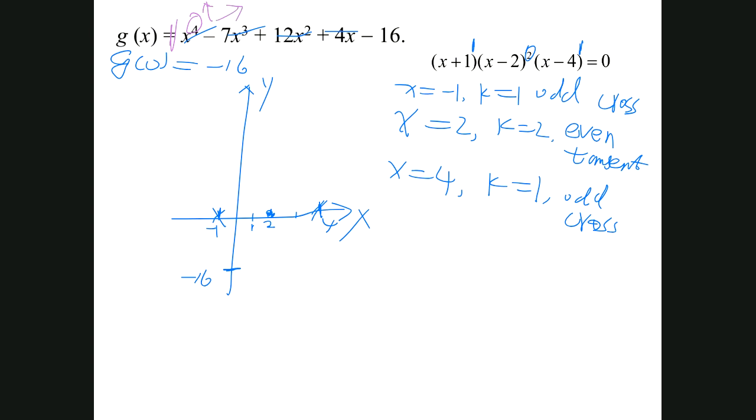I can sketch this one right here. And then this is going to be tangent. That means it's going to bounce back and then cross again. Okay, so that's how I can sketch this one right here.